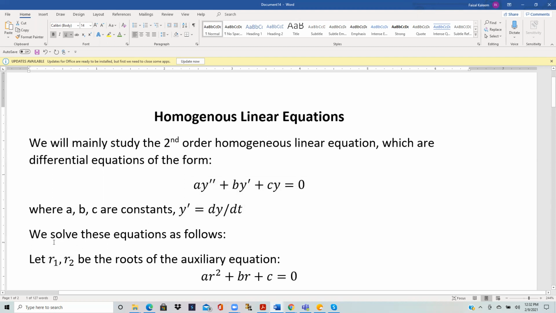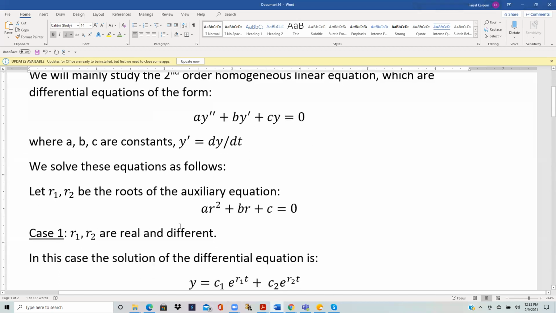Okay, so the way we solve these equations is as follows. We first write an auxiliary equation, which means we just repeat this equation, but instead of y double prime, we write r square. For y prime, we write r, and for y, we write nothing. So the auxiliary equation corresponding to this one will be a r square plus b r plus c equals 0. And now this is just a quadratic equation. And what we do is we find the roots of this equation either through factoring or through the quadratic formula.